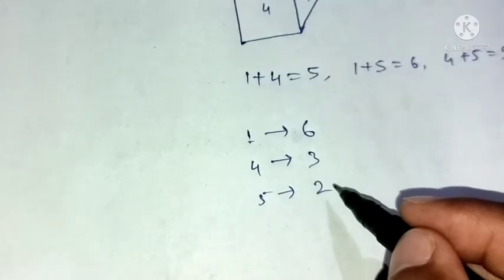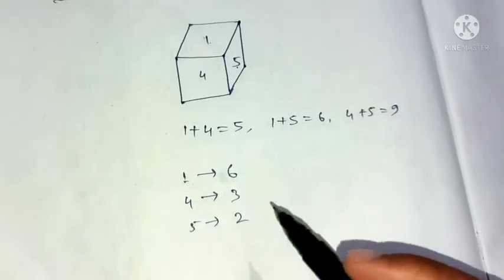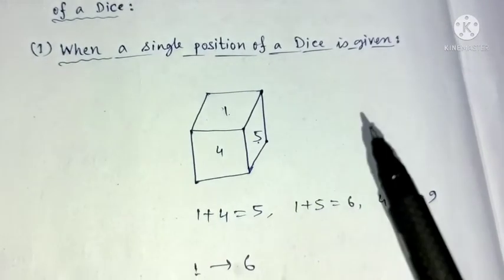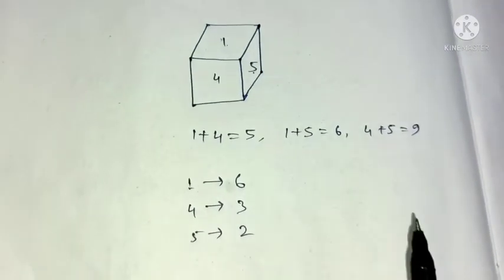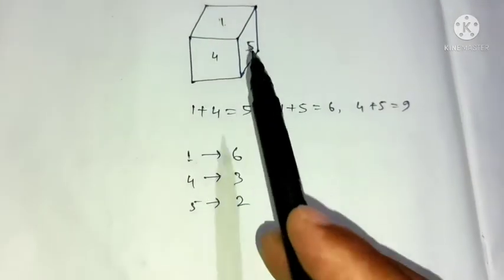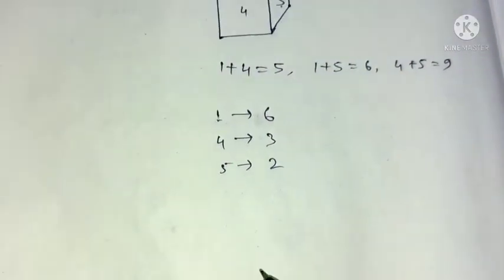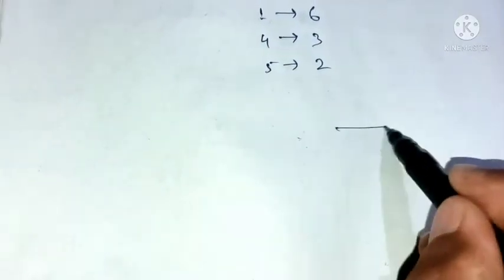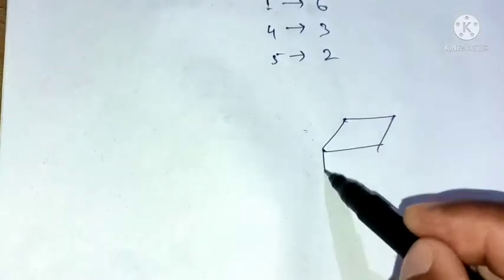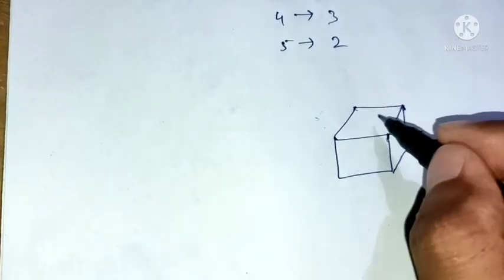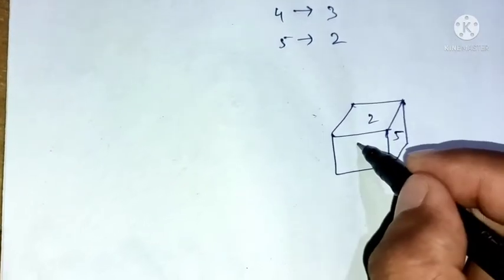So in this case we can easily find the opposite faces when a single position of a dice is given. Now the question arises: what happens when it is a non-standard dice? Suppose I am drawing another figure here. It's a dice, and like here it is 2, 5, suppose 6.